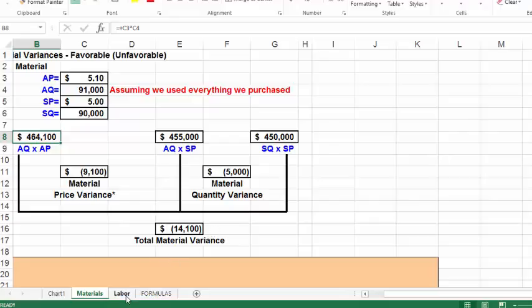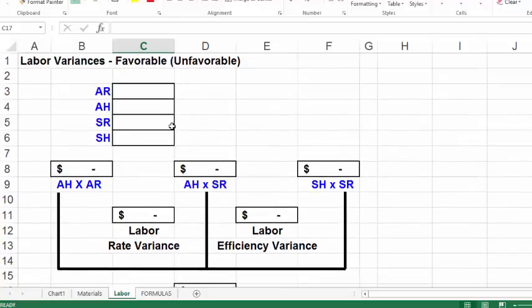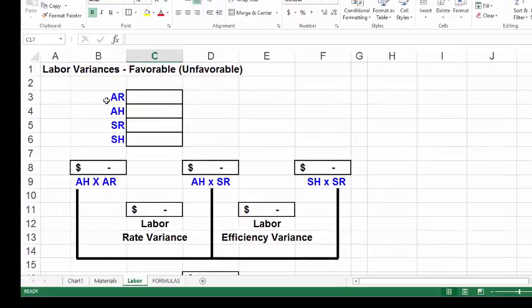And let's go to labor variance. Now the labor variance is very, very similar to the material variance, except that instead of having a price, we're going to have a rate, because we're talking about paying people a per hour rate for our direct labor. And then instead of having our quantity, we're going to have our hours, since direct labor is based on how much time a person has actually worked. So this AR is the same as the AP for materials. This AH is the same as AQ for the materials. And then we have our standard rate and our standard hours.